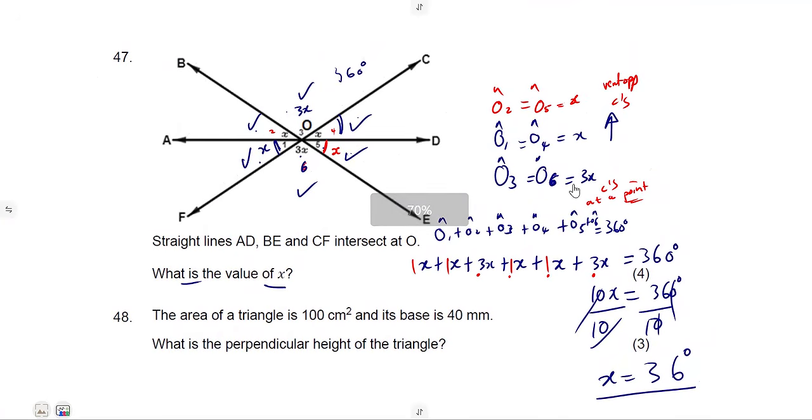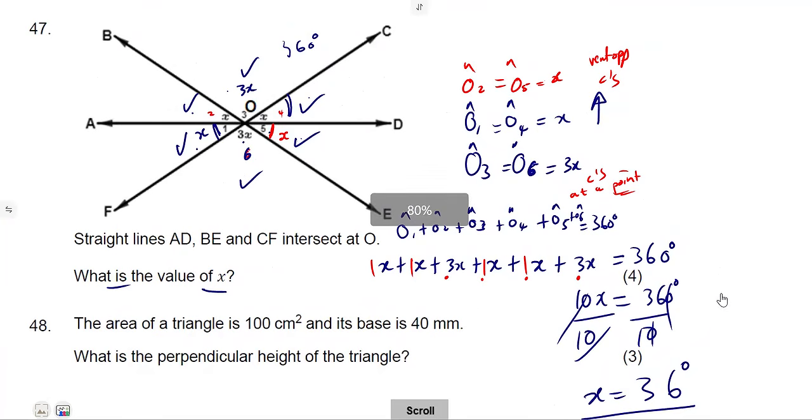Angles at a point. So just correct this one: it is O3 to O6. The rest are fine. 1, 2, 3, 4, 5. But I think this is the corrected part which we can use.